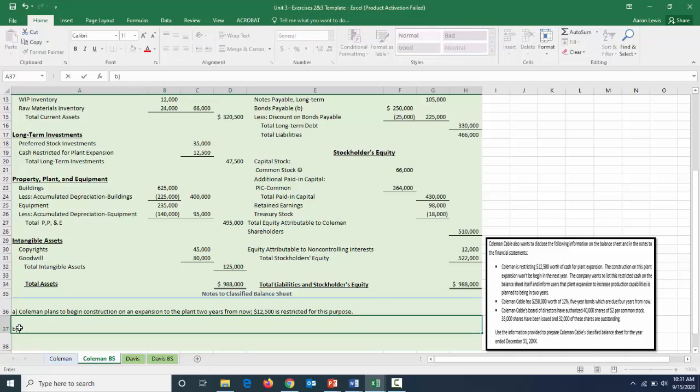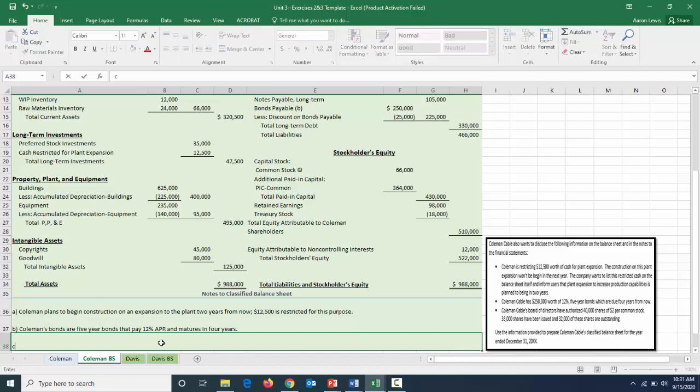The second thing is we have to talk about our bonds. We have $250,000 of the 12% 5-year bonds, and these bonds are going to mature in 4 years, so let's disclose that. Coleman's bonds are 5-year bonds that pay 12% APR and mature in 4 years. Information disclosed.